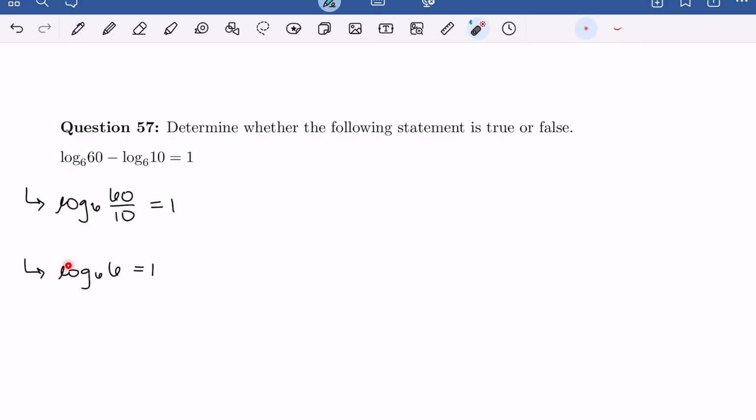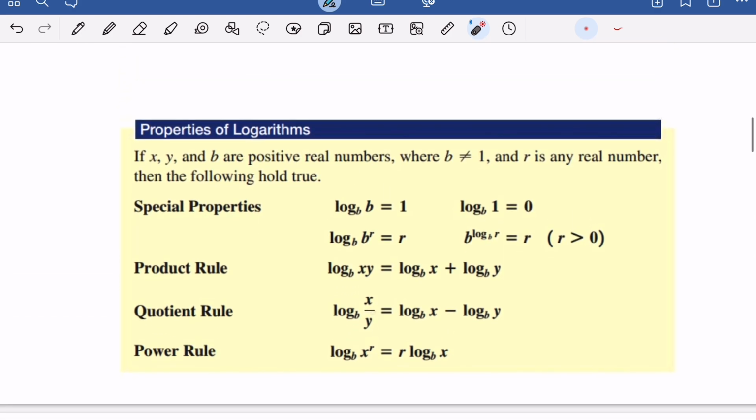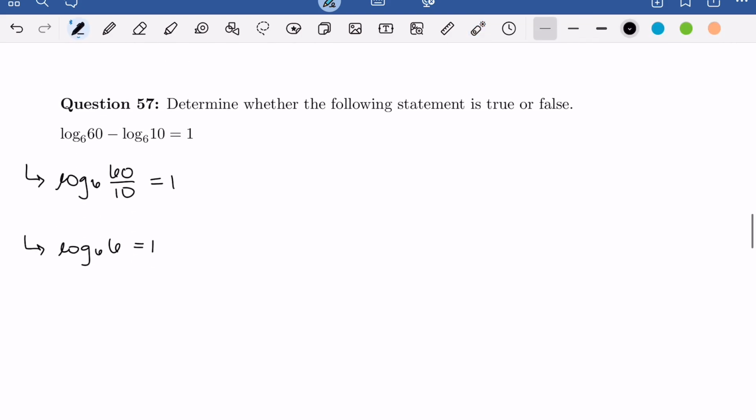Now from here, we want to see if this is in fact equal to 1. And if we go back to this chart for our log properties, this is one of our special properties here. So we know that log base 6 of 6 will give us 1. So this will be a true statement.